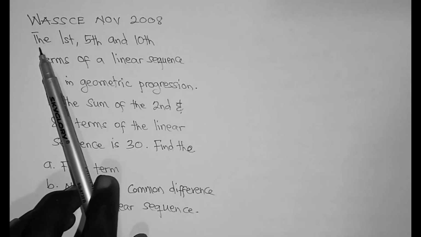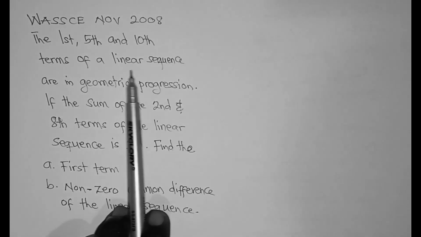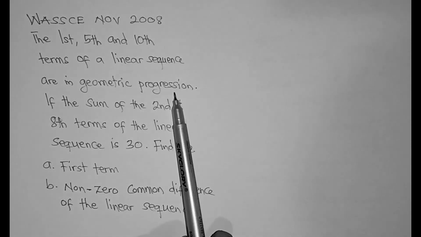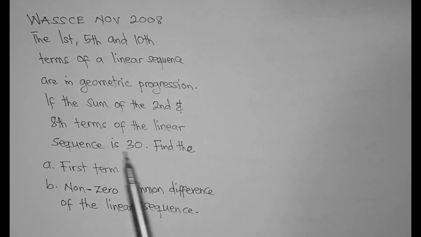The first, fifth, and 10th terms of a linear sequence are in geometric progression. If the sum of the second and 8th terms of the linear sequence is 30, find A, the first term, and then B, the non-zero common difference of the linear sequence.